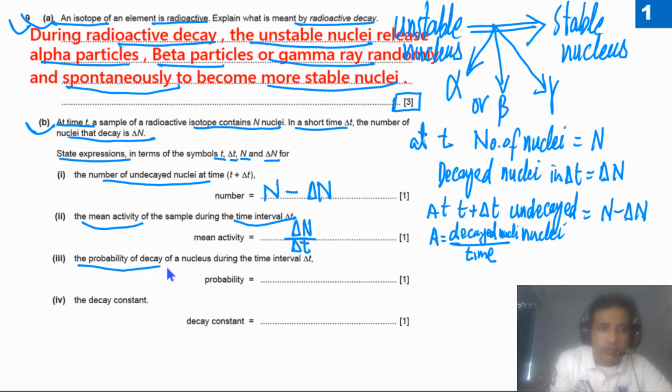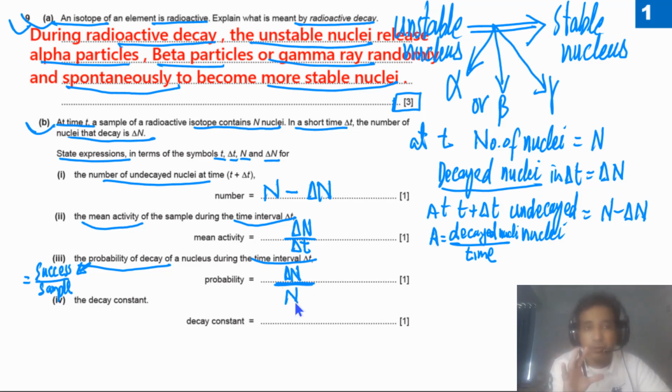Next one is the probability of decay of a nucleus during the time interval delta t. And probability is equal to success over sample. Success means the number of nuclei decayed. In this case, number of nuclei decayed, we have delta N. Delta N has been decayed, and the initial number of nuclei in the sample initially we have capital N. So delta N by N is the probability of decay of a nucleus.